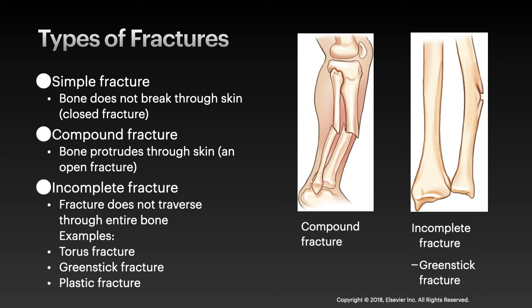Types of fractures, which is something that we have gone over. This is pretty much a review on this slide. You have your simple fracture, where the bone does not break through the skin. It's a closed fracture. You have your compound fracture, where bone protrudes through the skin, also called an open fracture. You have your incomplete fracture, where the fracture does not traverse through the entire bone. Examples would be a torus fracture, a greenstick fracture, a plastic fracture. On the images on the right, you have an image of your compound fracture, as well as an incomplete fracture.